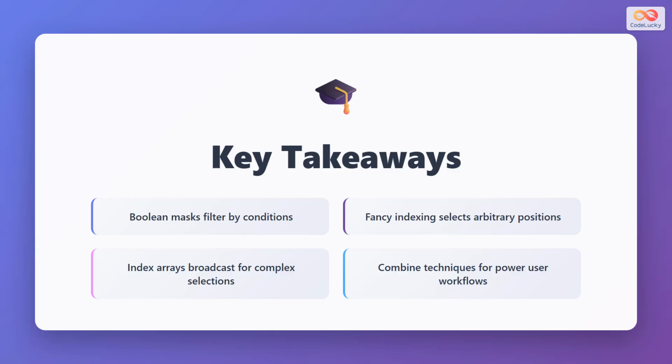Let's recap the essential concepts. Boolean masks filter arrays by conditions, letting you select data based on logical tests. Fancy indexing selects elements at arbitrary positions using integer arrays. Index arrays broadcast together for complex multidimensional selections. And most importantly, you can combine these techniques for power user workflows that handle real-world data manipulation tasks efficiently. Master these patterns, and you'll be able to extract and transform data from NumPy arrays with precision and speed.